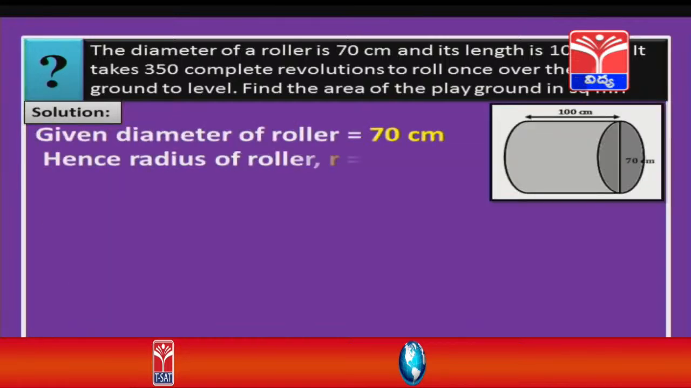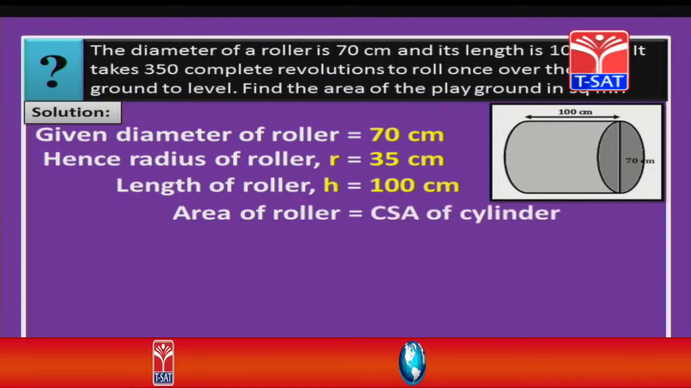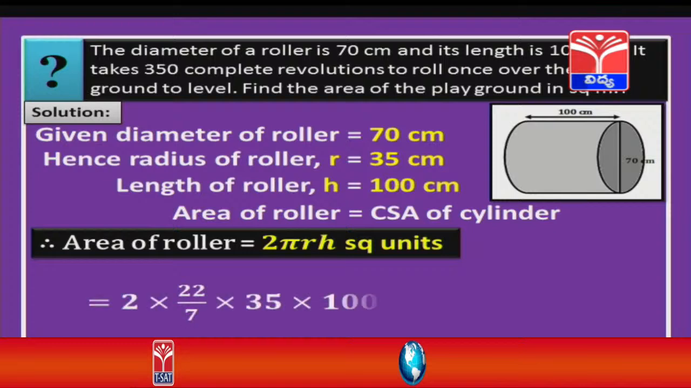So, since the diameter is 70, what is the radius, children? Half of it, that is 70 by 2, which is 35. The length of the roller is already given as 100 centimeters, which we are going to consider as the height. Okay, children. Then the area of the roller is nothing but the curved surface area of a cylinder, and we already know the curved surface area of a cylinder is 2 pi r h square units. Let us substitute these values. So, 2 into 22 by 7 into r, which is 35, into height, that is the length 100. So, on cancelling 7 one time, and in 35 it goes 5 times. So, what do we get, children? Yes, we get 22,000 square centimeters.